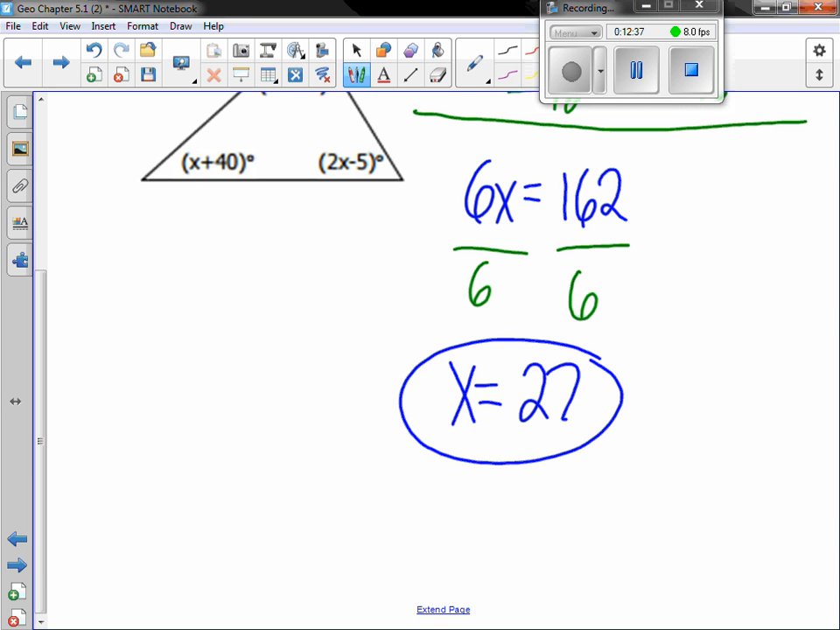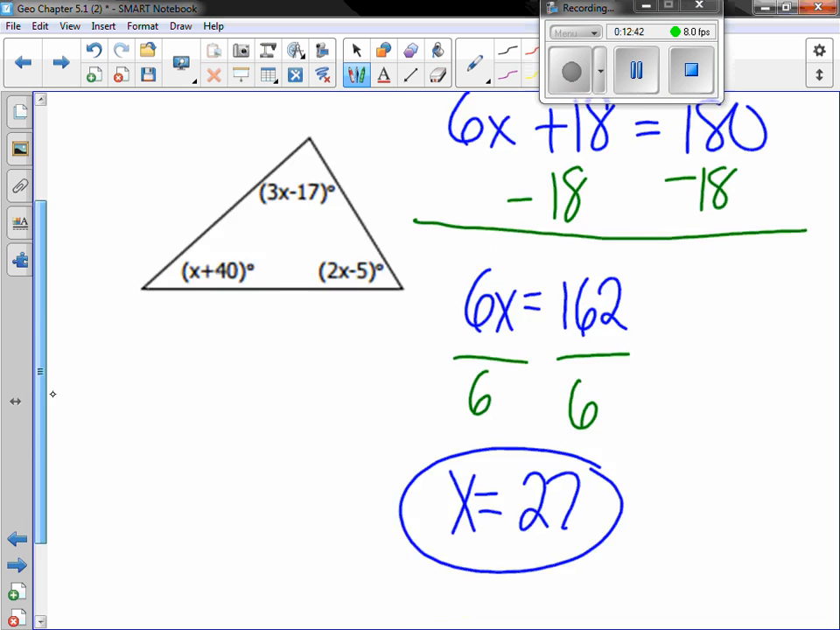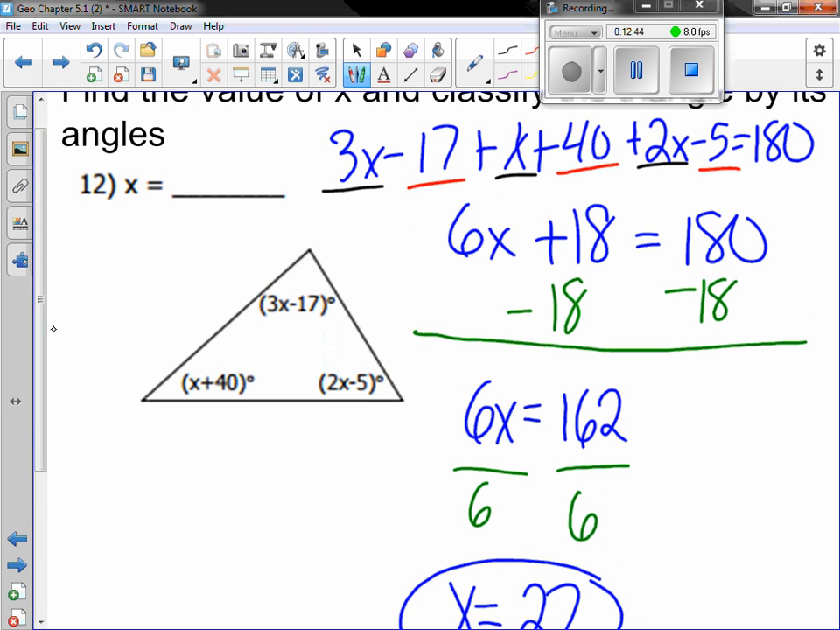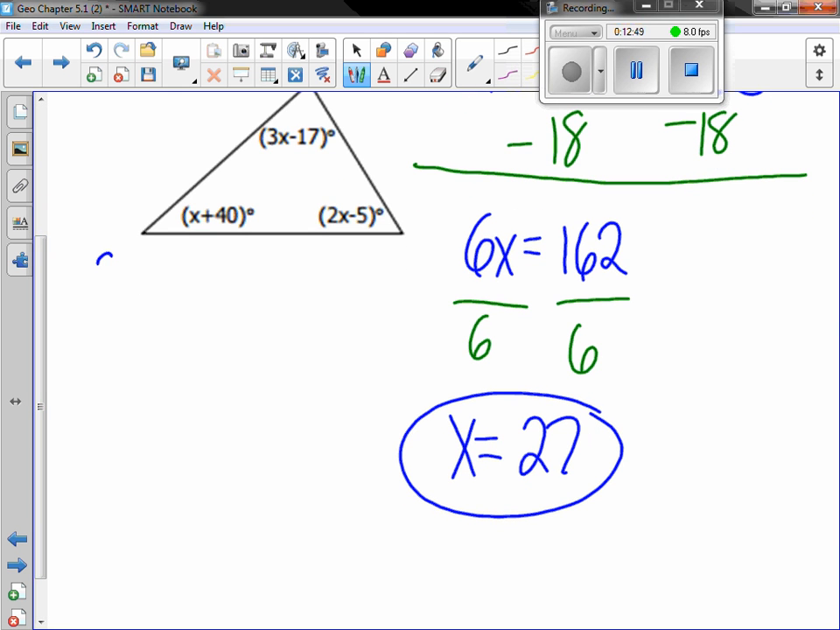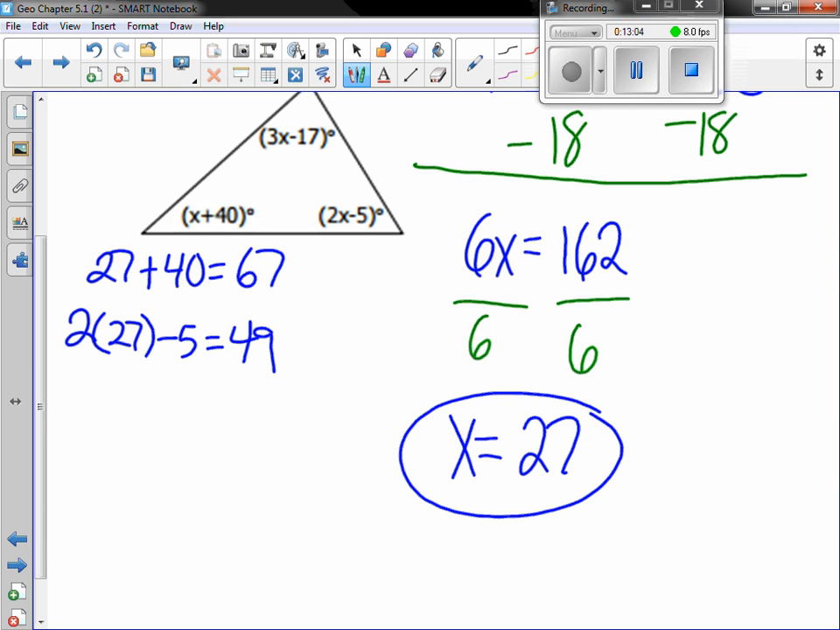So did this one here ask for each acute angle? Well, no. What did it ask for? The value of x. If we wanted to, it wouldn't be too hard to find each one, because we could do 27 plus 40, which would give us 67. We could do 2 times 27 minus 5. Well, 2 times 27 would be 54. Minus 5 would be 49. And then we could do the last one here.